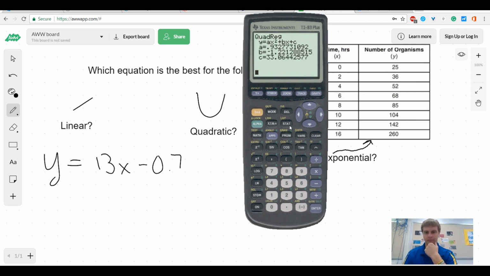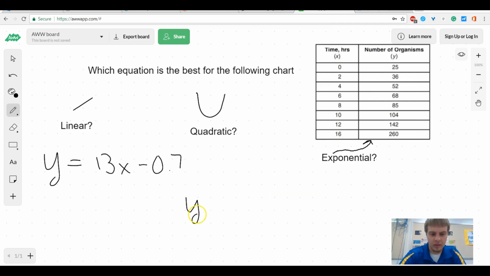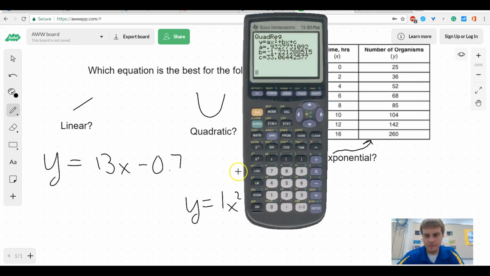I'm going to hit enter. Again, we'll round all these. So that's like 1a. That looks like negative 1x. And that looks like a 33. So we'll just write that down. y equals 1x squared minus 1x plus 33. So there's our quadratic equation.